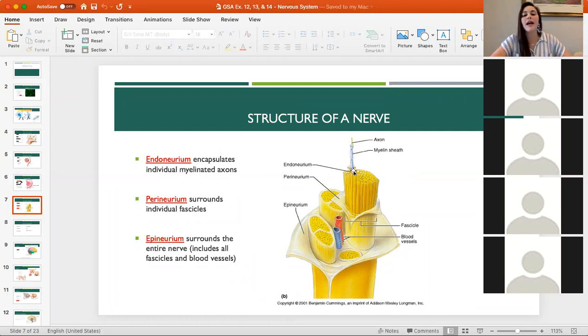And then that axon is covered by the endoneurium. So axon, myelin sheath, endoneurium.